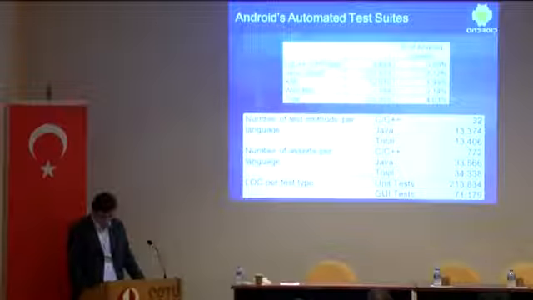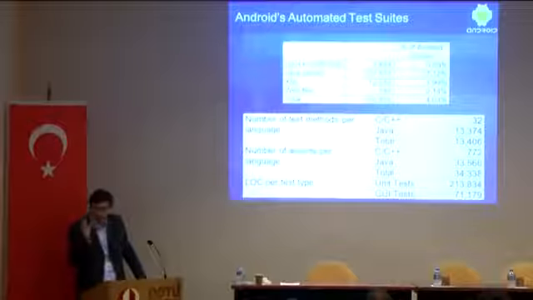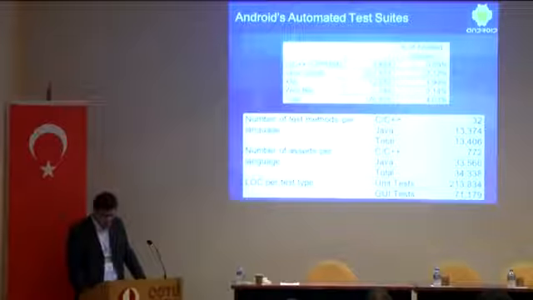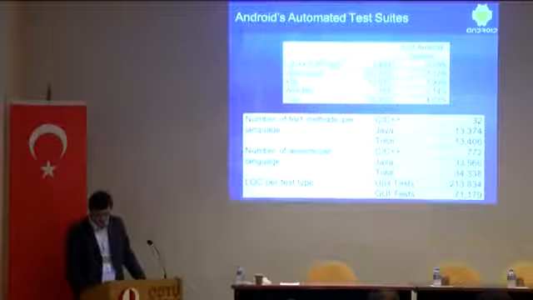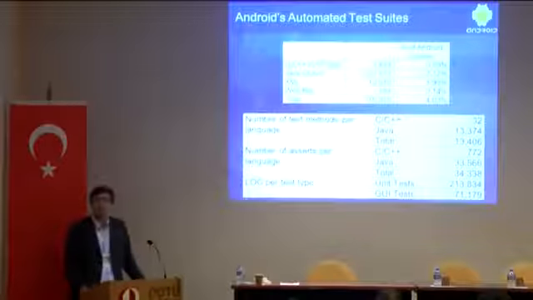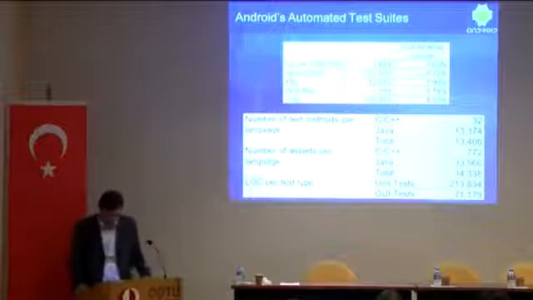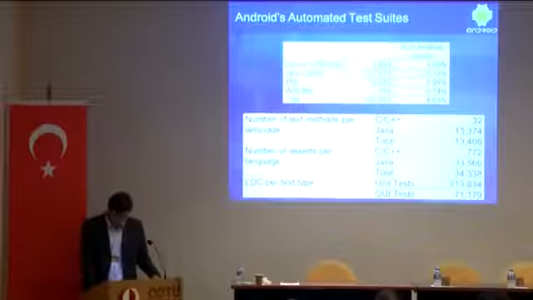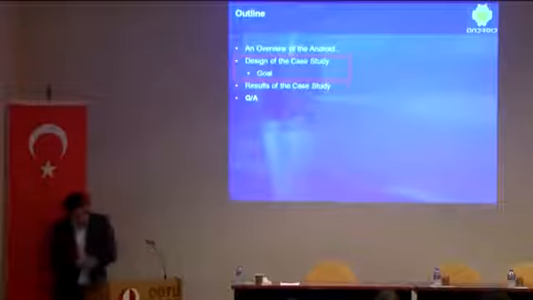So the number of asserts. We tried to count how many asserts you have, and then we tried again to count how many unit tests versus UI tests you have in that version. You see the majority are unit tests. There were also a good amount of UI tests, so 71,000 lines of code. Okay. So this was more like background.